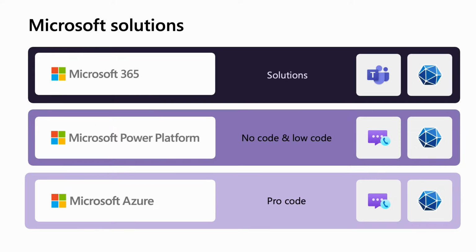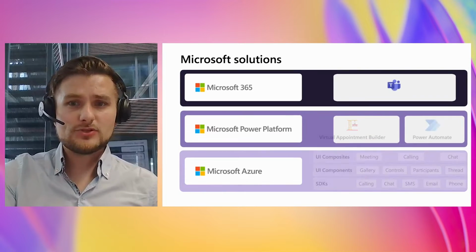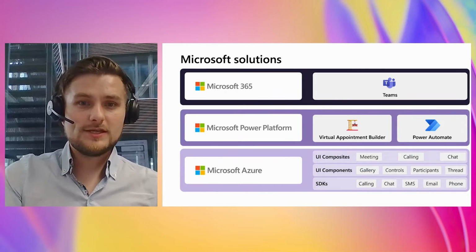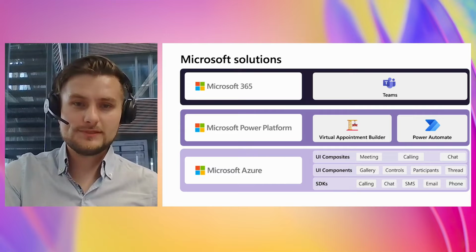If you would like to get more control over the experience, you can go with the Pro Code option powered by Microsoft Azure, which uses Azure Communication Services and Graph API to provide a fully controlled experience. Let's take a look at a specific example of the stage when we are having the virtual appointment.